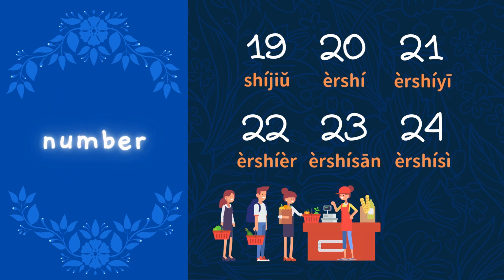Great. How about 20? 20. 2 is 2 and 10 is 10. So 210. 210 is 20. Continue. How about 21? 21 will be 21.